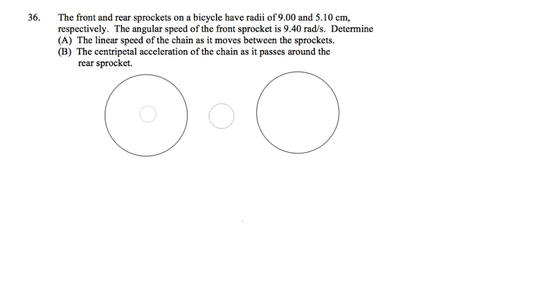So the chain is going to go from there to there, from there to there, and then from there to there. It's going to go around like that. Now the thing about a chain is that whatever the V is here, that's the V there, and that's the V there. The V is the same for all parts, but because they have different radii, they're not going to have the same angular velocity. So once I solve one thing, then I'll know the next thing.